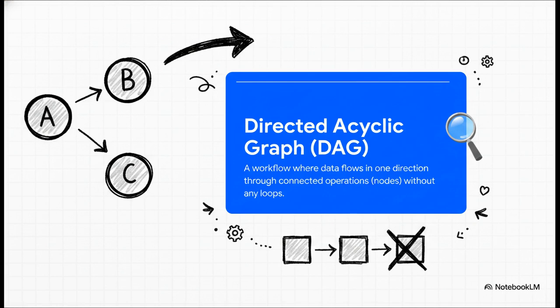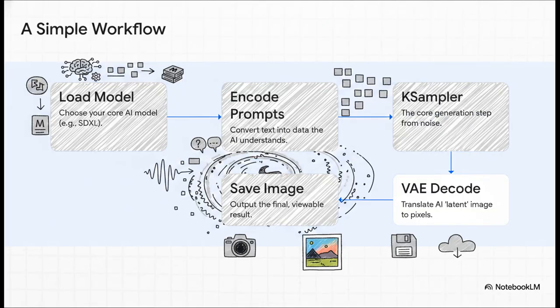So each node you place is a distinct operation, and the wires you connect create a precise, one-way visual map for the data to follow. This graph is the logic of your generation. Let's look at a simple example, a basic text-to-image workflow.